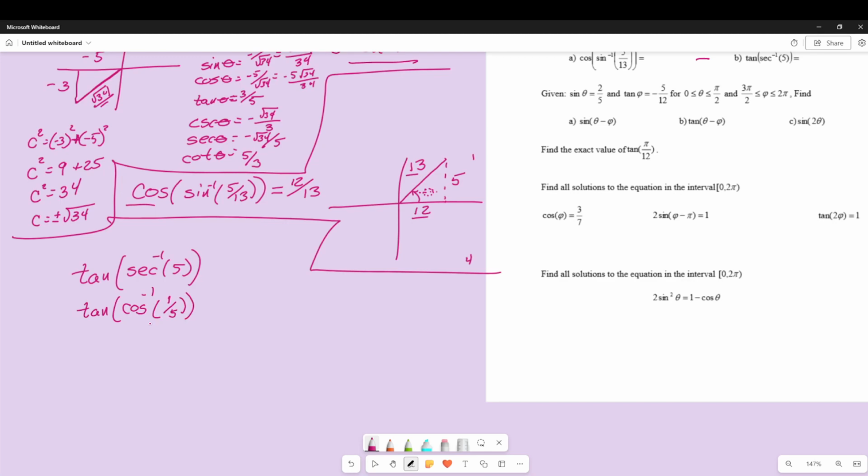Because remember, those inverse functions are taking in those ratios. So secant inverse's argument and cosine inverse's argument have to just be reciprocals of each other. So instead of working with secant, I'm going to work with cosine and just change it up. We know the cosine inverse is defined in quadrants 1 and 2. We know that cosine is positive in quadrants 1 and 4, so the only place that this could possibly exist is in quadrant 1 again.